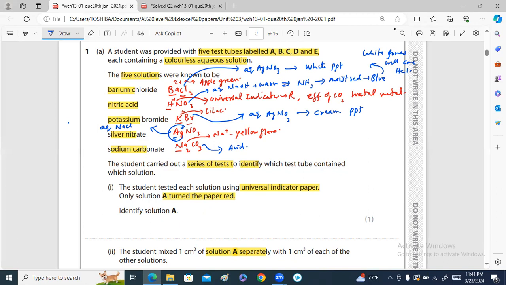Okay. Now, the student tested each solution using universal indicator paper. Only solution A turns the paper red. So when universal indicator paper turns red, this is the property of an acid. So you have just one acid in this list. Nitric acid is the answer, because nitric acid can turn the universal indicator paper red.